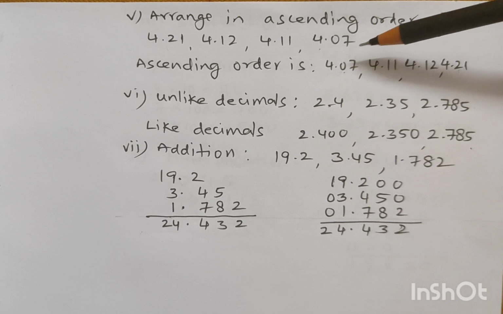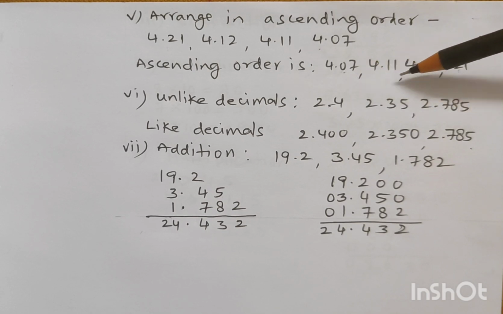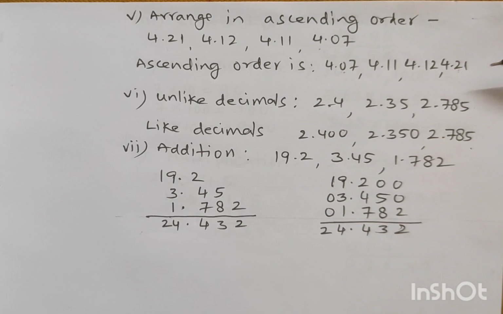In the 10th place, the digit having the minimum value is put first, and similarly the 10th digit is increasing, the value is increasing over here, as you can see and understand yourself.